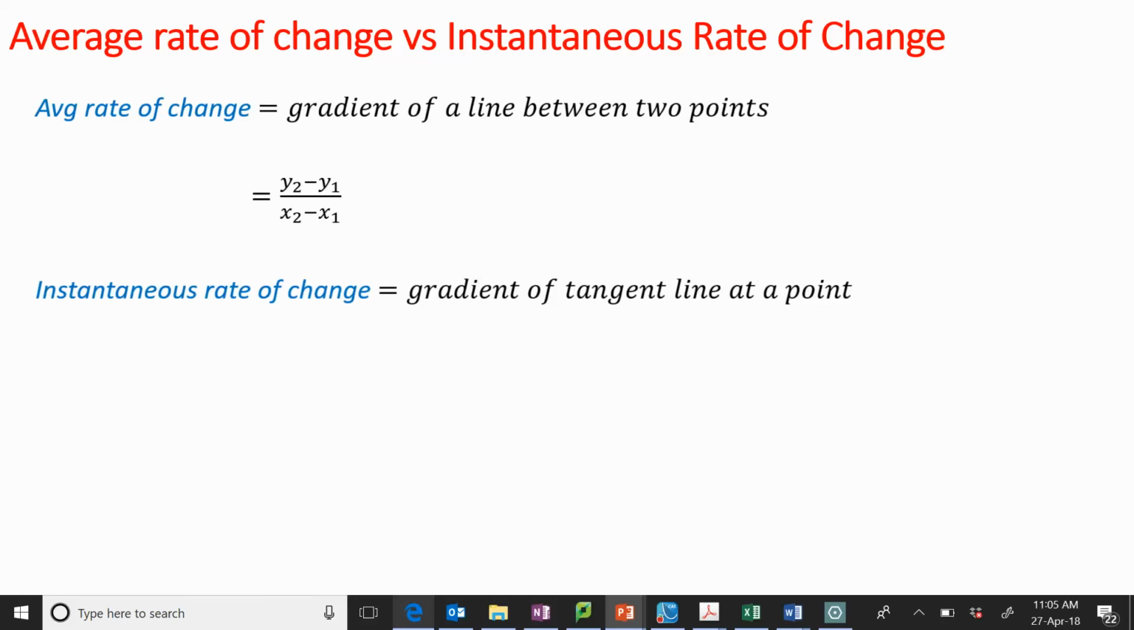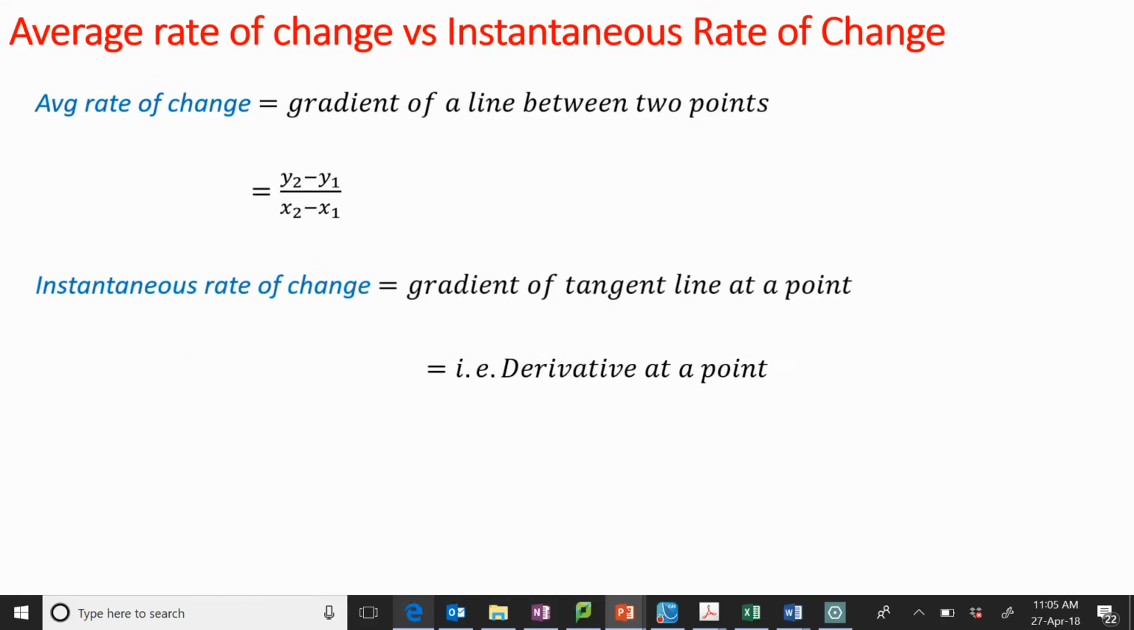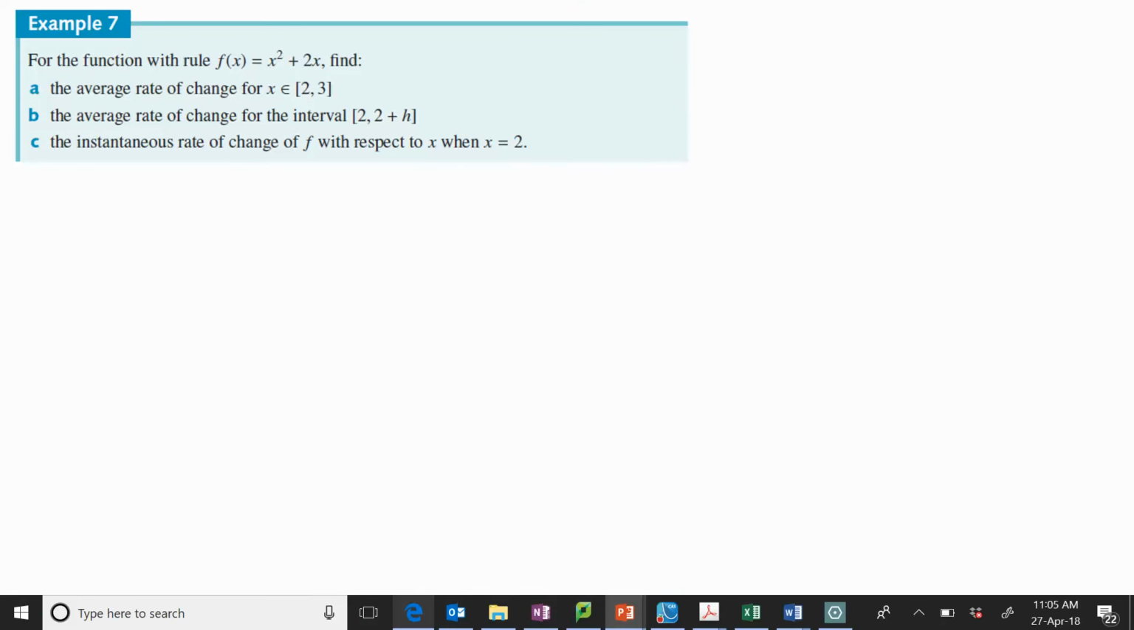Now, if we were to do this example here, we've got your average rate of change between, you notice it's between, x is between 2 and 3, so you should be thinking y2 minus y1 over x2 minus x1. You've got average rate of change again, and again, 2 and 2 plus h. It's an interval.